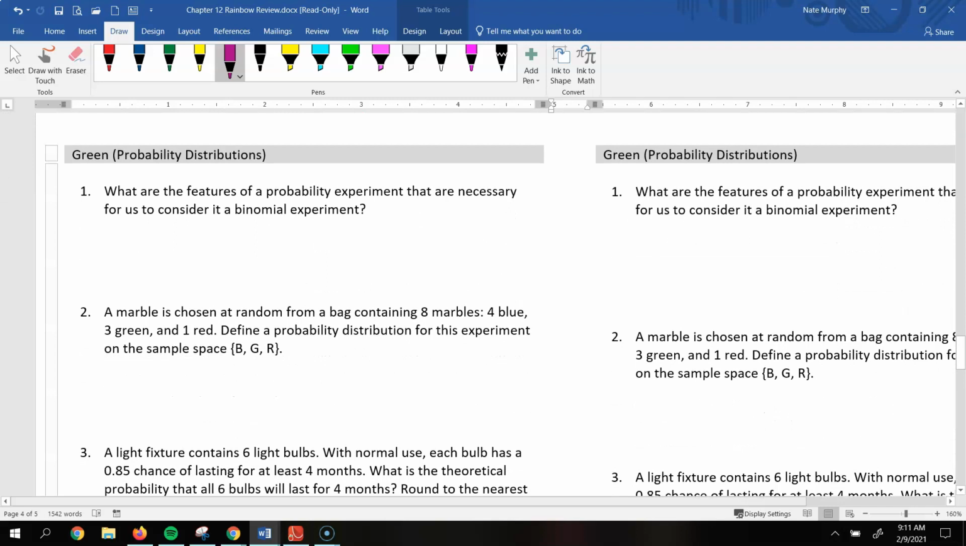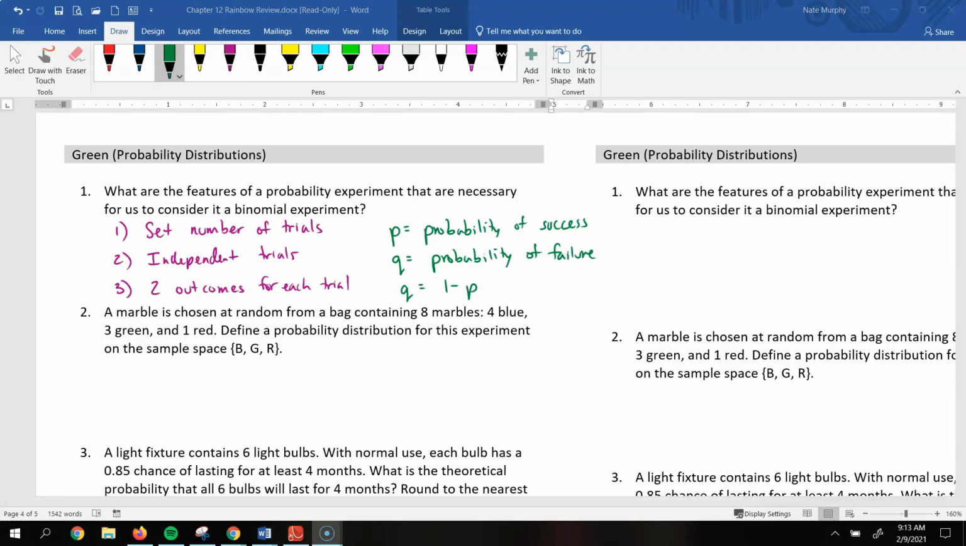Okay, so I'm not going to write all these out. Well, maybe I should. But it says, what are the features of a probability experiment that are necessary for us to consider it as a binomial experiment? All right, I didn't want you to have to sit there and watch me write all that down, so I paused it and wrote those down for you. So you can pause this video now and make sure that you have these correct. But there's 3 different things to look for: that they have a set number of trials, that they are independent trials, and there are 2 outcomes for each trial. Those would be the different features of a probability experiment.